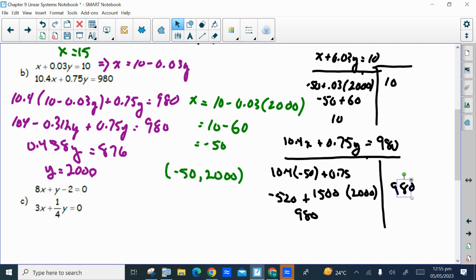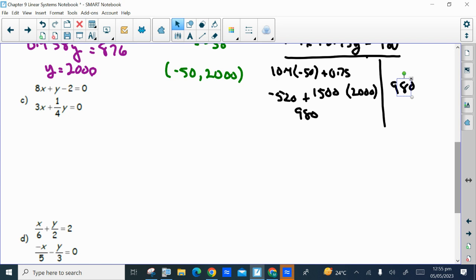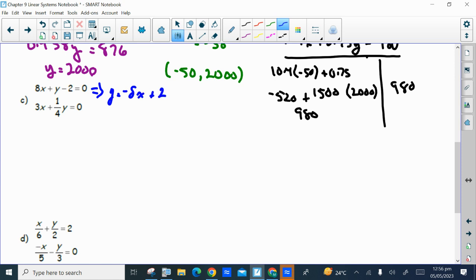So this next one, even though we've got some fractions involved there, it doesn't change the way it's done. You need to get one variable by itself, and it's pretty easy to get y by itself in that first equation. You would move the 8x over by subtracting it and add the 2 to both sides. That gives us positive y by itself. And that's what gets subbed in for y in the other equation.